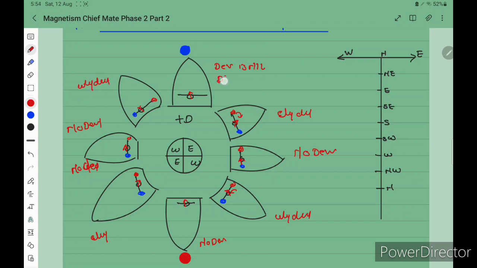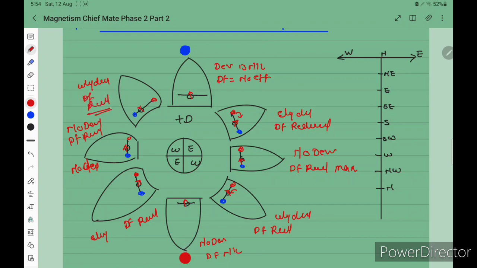So here no effect on DF. Here it is in line but opposite, so DF reduces. Exactly in line, so maximum DF reduction. Here DF reduces, DF nil, DF reduces, DF reduces maximum, and DF reduces. DF decreased, whatever you want, you can write.